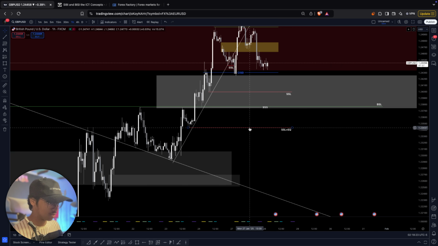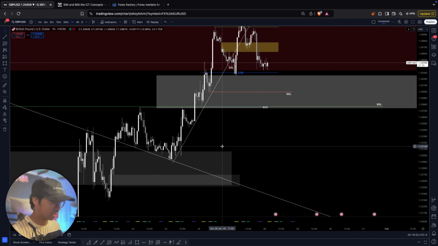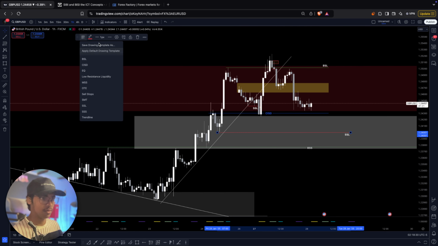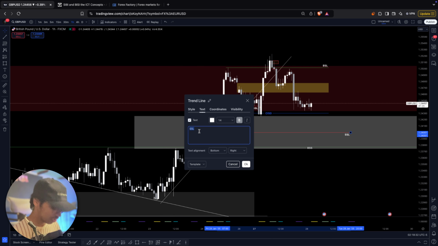I think this is not what I want. This is not the equilibrium point, but yeah, we have sell side liquidity. Got it? Plus we have equilibrium at this point, nearly. Okay, so SSL plus EQ.